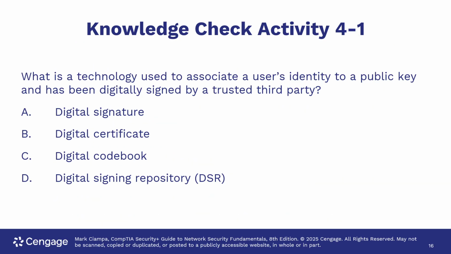Okay, so here's our knowledge check. What is a technology used to associate a user's identity to a public key and has been digitally signed by a trusted third party? A technology used to associate, so it's not the user's identity or the public key, but it's that technology.